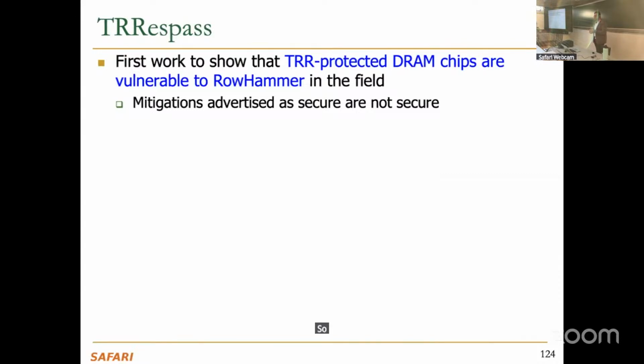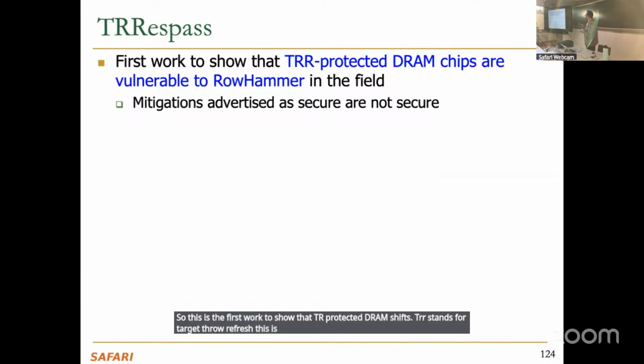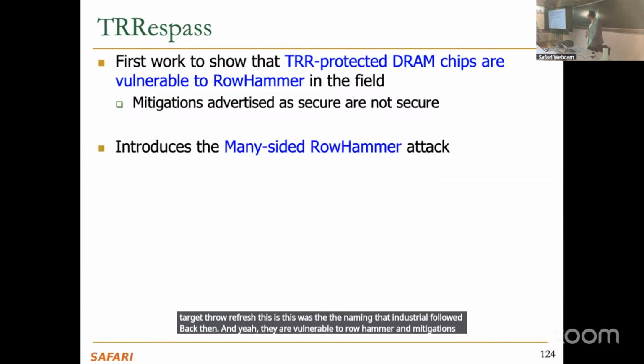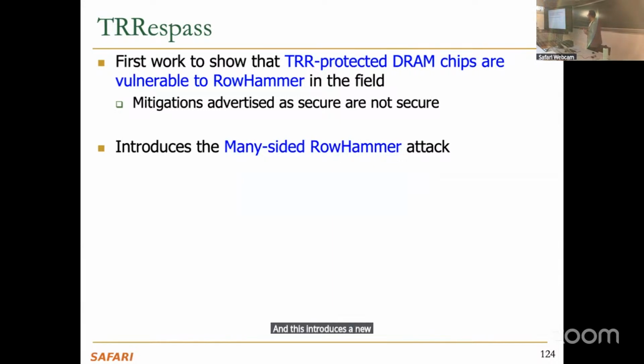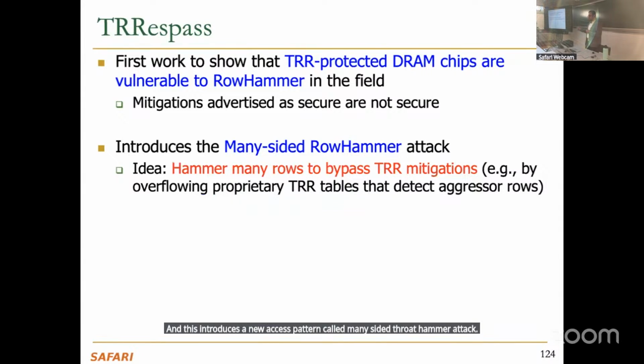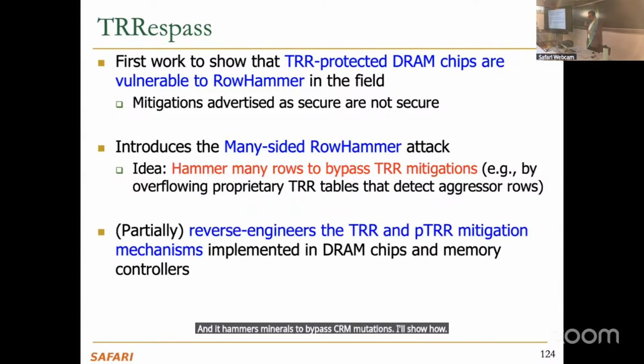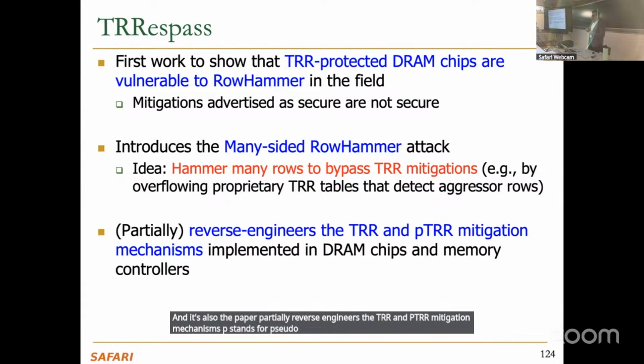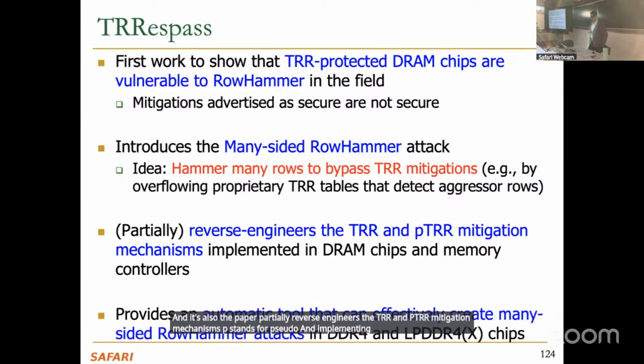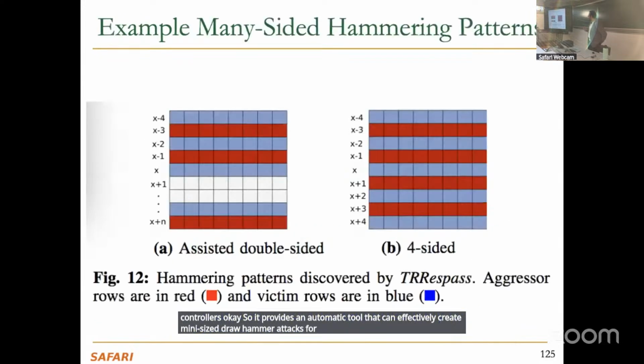So this is the first work to show that TRR protected DRAM chips are vulnerable to RowHammer, and mitigations advertised as secure are not secure. TRR stands for target row refresh. This was the naming that industry followed back then. It introduces a new access pattern called the many-sided RowHammer attack, and it hammers many rows to bypass TRR mitigations. I will show how. The paper also partially reverse engineers the TRR and pTRR mitigation mechanisms. P stands for pseudo, and they are implemented in DRAM chips and memory controllers. It provides an automatic tool that can effectively create many-sided RowHammer attacks for DDR4 and LPDDR4 chips.